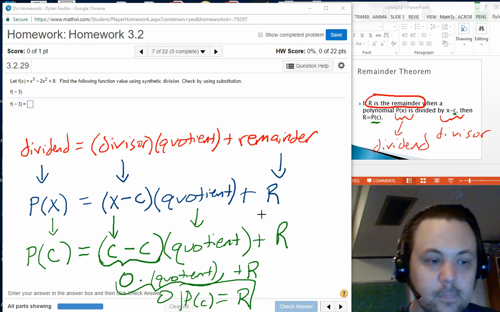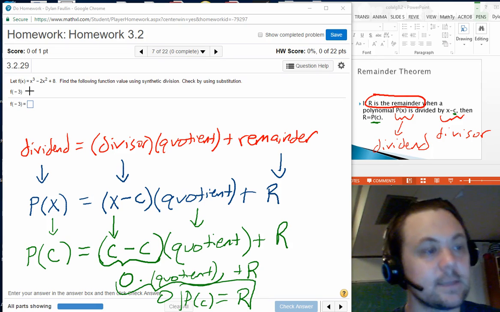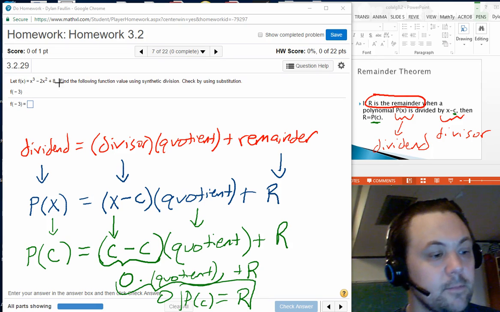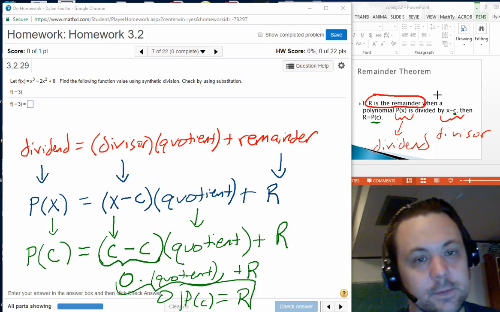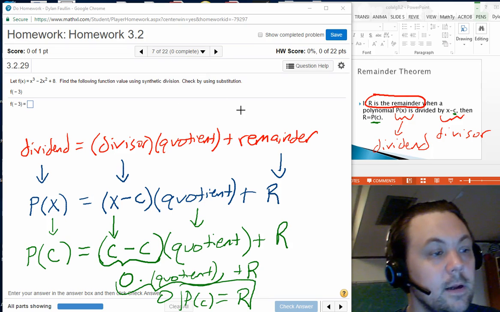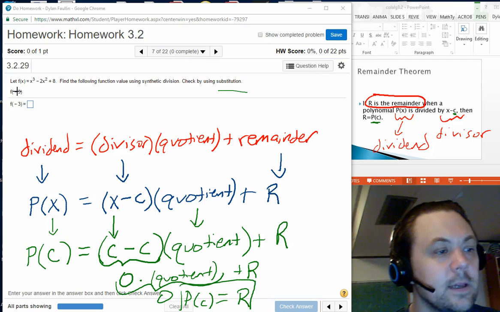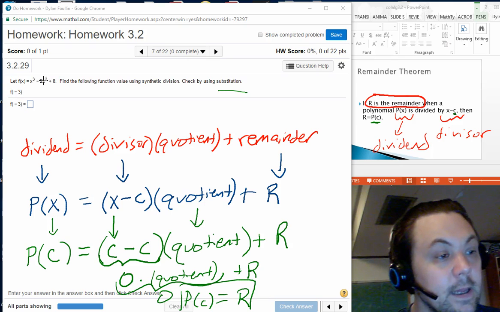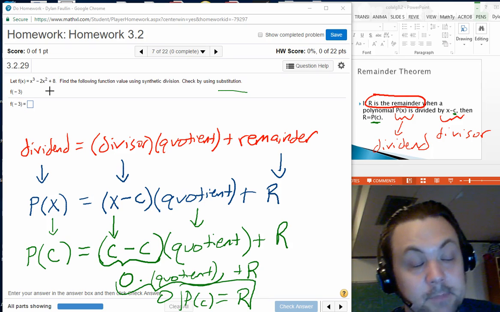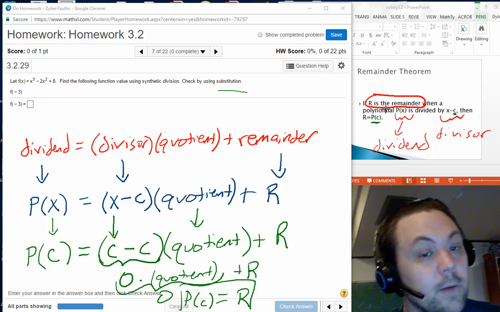So let's apply that to this problem here. Let f of x equal x to the third power minus 2x squared plus 8. Find the following function value using synthetic division. This is what they're referring to here, the remainder theorem. And then you can check it in the usual way by substitution, because that's how we'd normally answer a question like this. If you want me to find f of negative 3, I will substitute negative 3 into this function and find the answer. That's how I still do it. But the remainder theorem is providing us an alternate way of getting the answer.